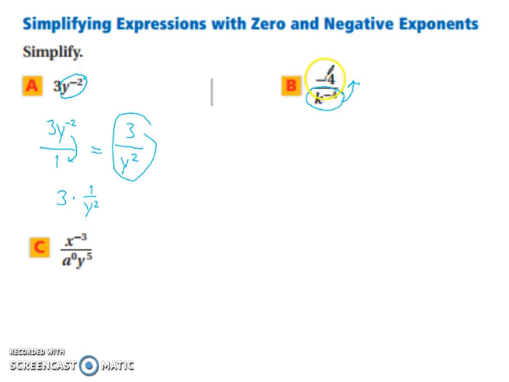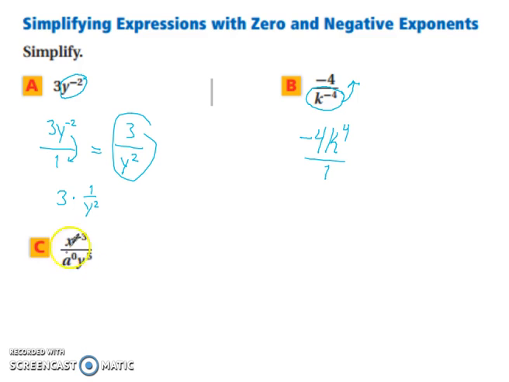Now, this says negative 4. The exponent has to be negative for it to be moved to the bottom of the fraction or to the top of the fraction. So if there's no negative exponent, it doesn't go anywhere. So this negative 4 is going to stay on top. And then this k to the negative 4, we're going to move it up to the top so that way it becomes positive. So we've got negative 4 k to the 4th. If you need to, you can write it over 1 if that helps.